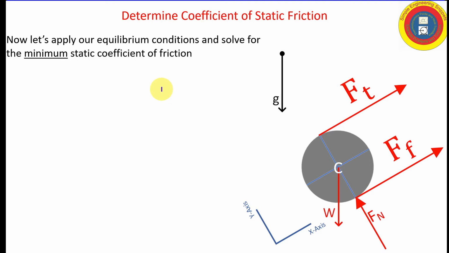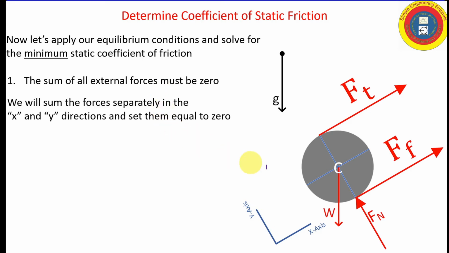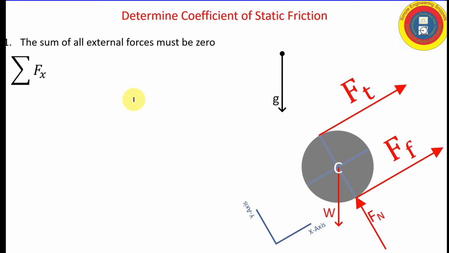All right, so now let's go ahead and apply our equilibrium conditions. And the first thing we're going to do is sum all the external forces. As typical, we're going to do it separately in the x direction, then in the y direction. So let's start off in the x direction. Clearly, there's a force Ft in the positive x direction, a force Ff in the positive x direction. But for the weight force, there's a component of that in the minus x direction. So we need to determine an equation for that.